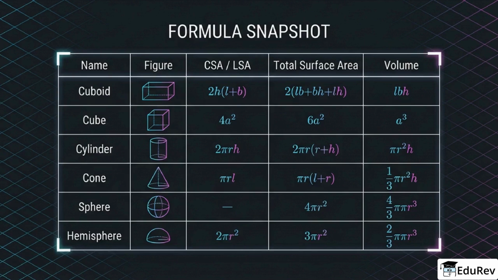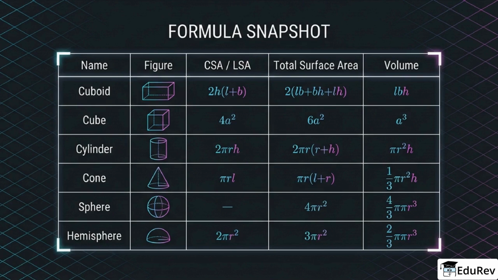Finally, here's a quick formula snapshot to keep handy. Cuboid volume equals lbh and TSA equals 2(lb + bh + lh). Cube volume equals a³ and TSA equals 6a². Cylinder V equals πr²h and TSA equals 2πr(r + h). Cone V equals 1/3 πr²h. CSA equals πrl. TSA equals πr(l + r).